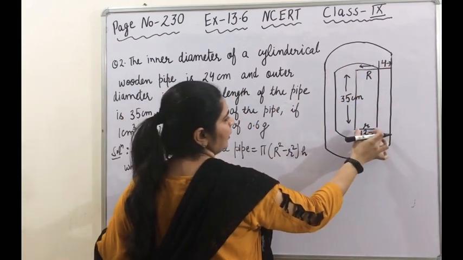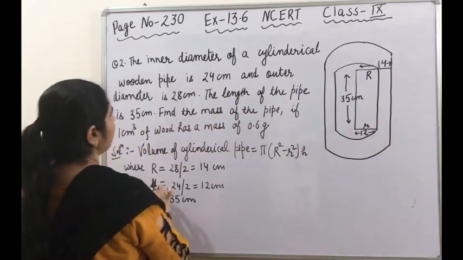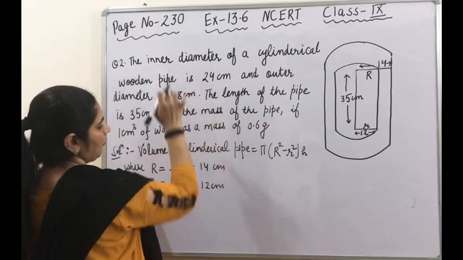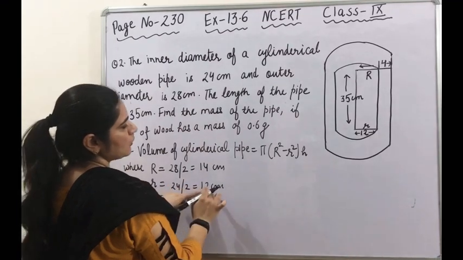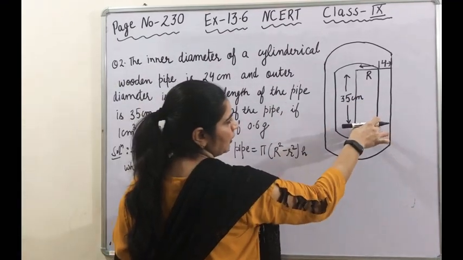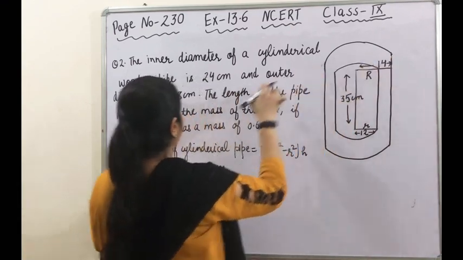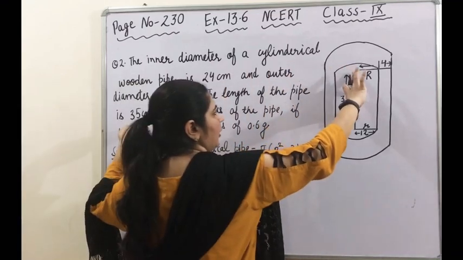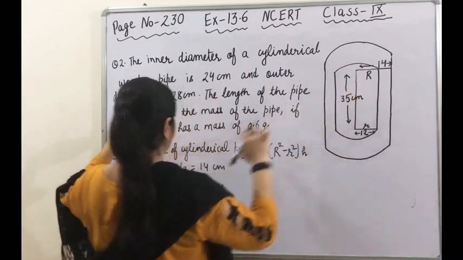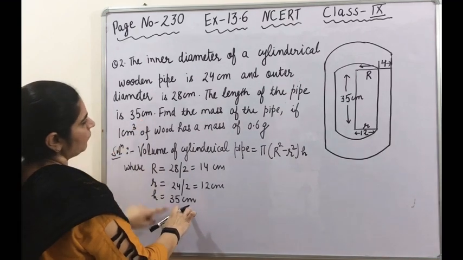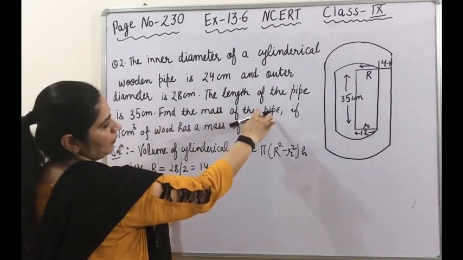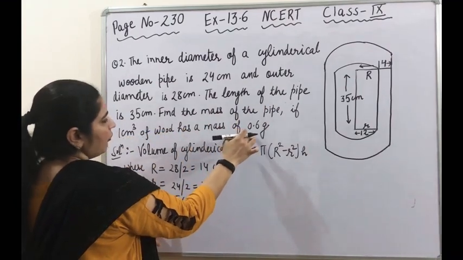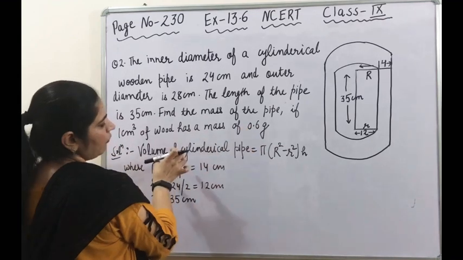Inner radius we can find out by dividing inner diameter by 2, 24 by 2, which is 12 centimeter. This is 12 centimeter and this is 14 centimeter. And length is also given. Length of the pipe will be the height of the pipe. So height is also given as 35 centimeter. We have to find out the mass of the pipe. If 1 centimeter cube of wood has mass this much, for finding the mass, here volume is required.